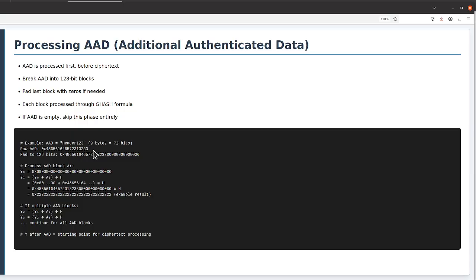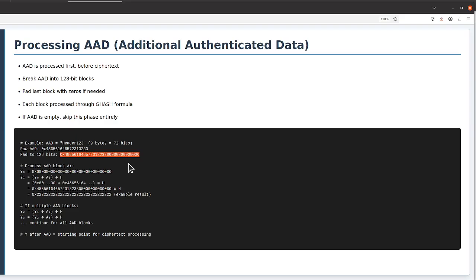First, you break the AAD into 128-bit blocks. If your AAD is not a multiple of 128 bits, you pad it with zeros to make the last block complete. For example, if your AAD is header 123, which is 9 bytes or 72 bits, you add 56 0 bits to make it 128 bits total.